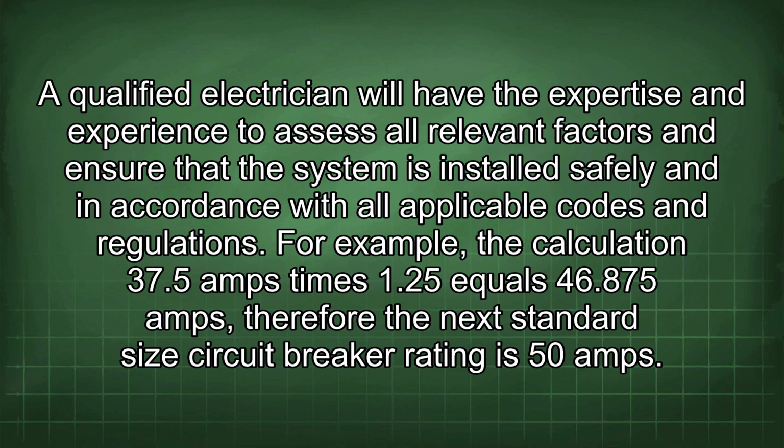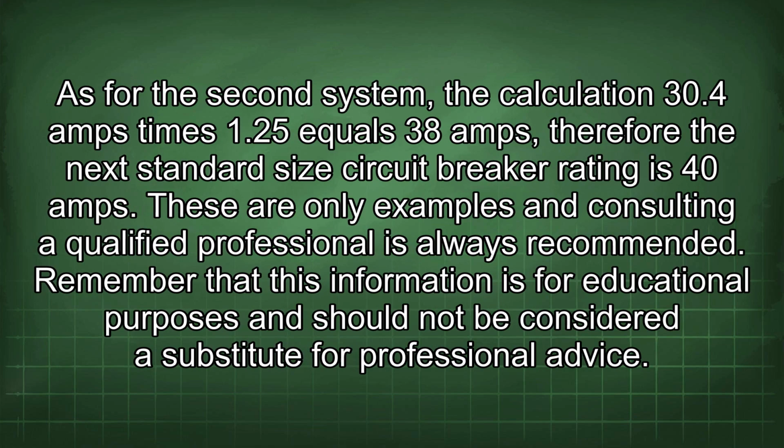For example, the calculation 37.5 amps times 1.25 equals 46.875 amps. Therefore, the next standard size circuit breaker rating is 50 amps. As for the second system, the calculation 30.4 amps times 1.25 equals 38 amps. Therefore, the next standard size circuit breaker rating is 40 amps. These are only examples, and consulting a qualified professional is always recommended.